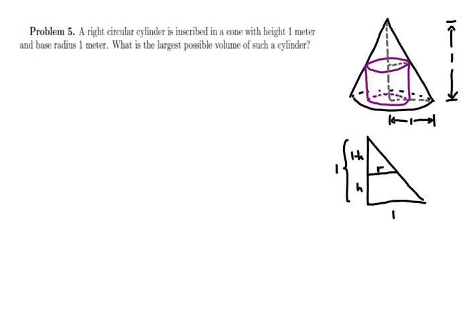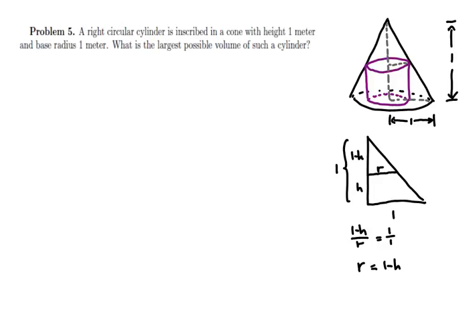And so the ratio 1 minus h to r is equal to 1 over 1, and we cross multiply to get r is equal to 1 minus h. So if we substitute 1 minus h for r, we will always get a right circular cylinder that is inscribed in the cone. And at this point we can begin to find the volume and where the rate of change in the volume of the cylinder is going to be 0.